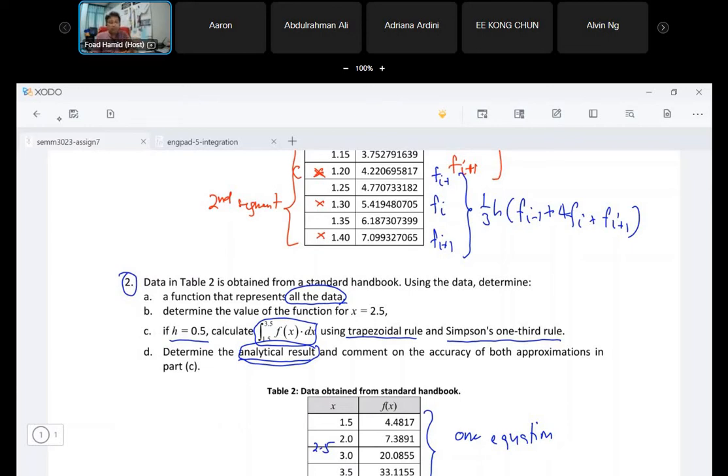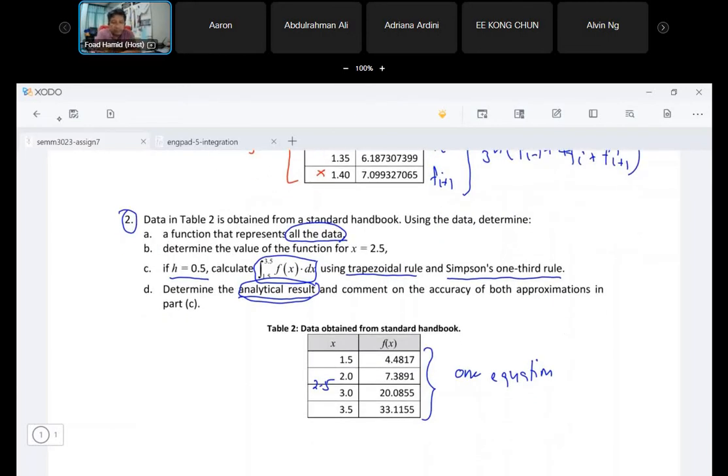All right, so how do you do this for question number 2? Anyone? Can you suggest a method to solve this problem? Question number 2. Anyone?